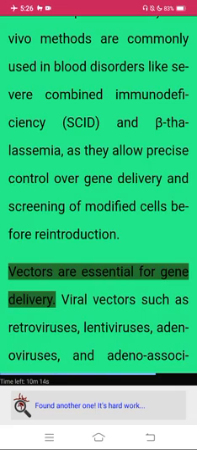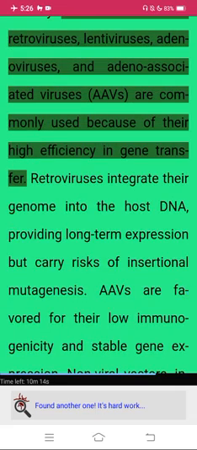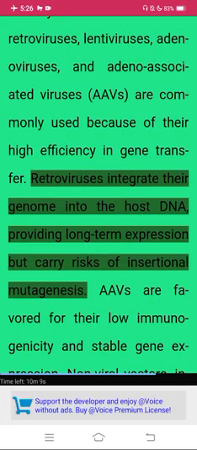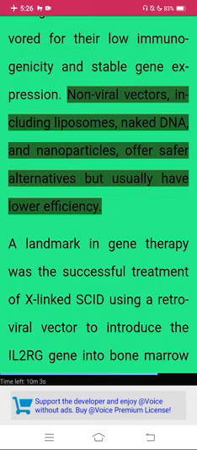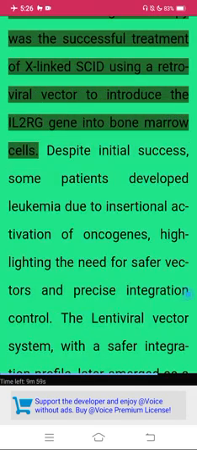Vectors are essential for gene delivery. Viral vectors such as retroviruses, lentiviruses, adenoviruses, and adeno-associated viruses (AAVs) are commonly used because of their high efficiency in gene transfer. Retroviruses integrate their genome into the host DNA, providing long-term expression but carry risks of insertional mutagenesis. AAVs are favored for their low immunogenicity and stable gene expression. Non-viral vectors, including liposomes, naked DNA, and nanoparticles, offer safer alternatives but usually have lower efficiency.